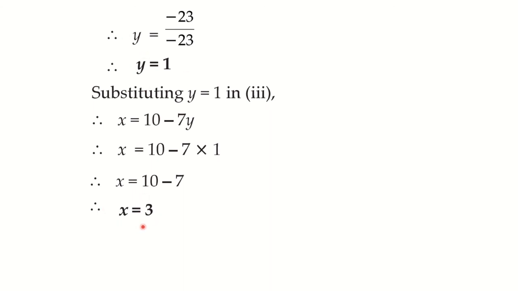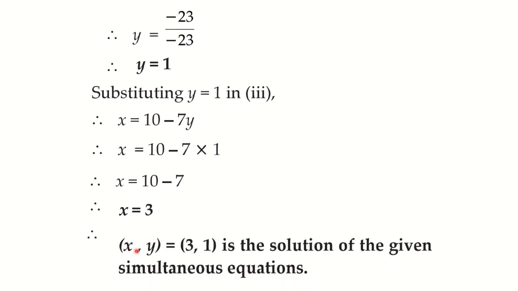And finally, you need to write down the solution as ordered pair in round bracket. So (x, y) is equal to (3, 1) in round brackets is the solution, or simply you can write down again x is equal to 3 and y is equal to 1. I have given the other way of writing solution also. That also you can use.